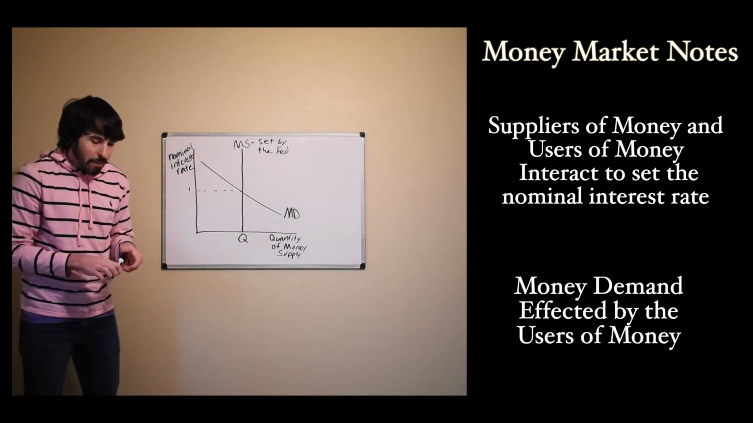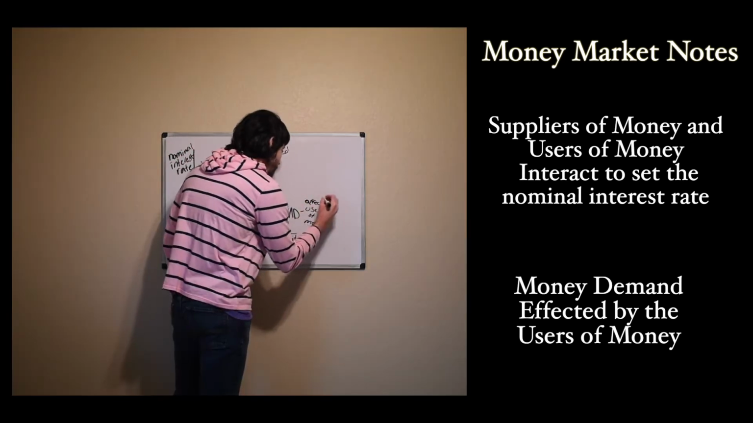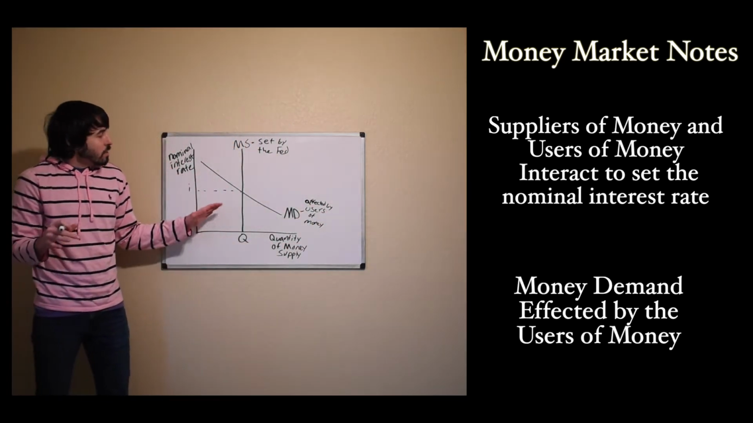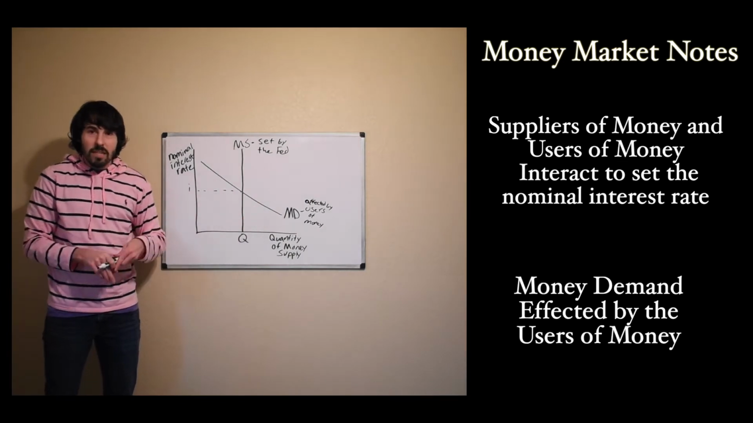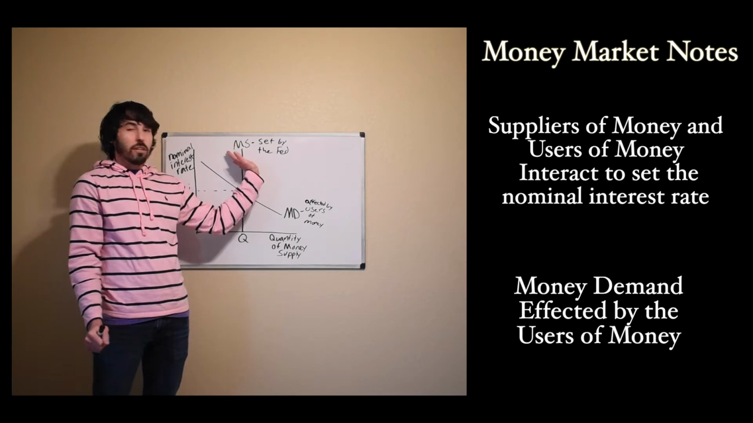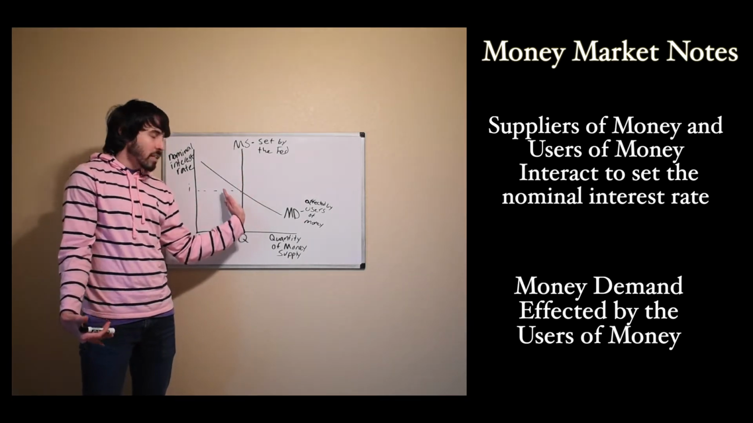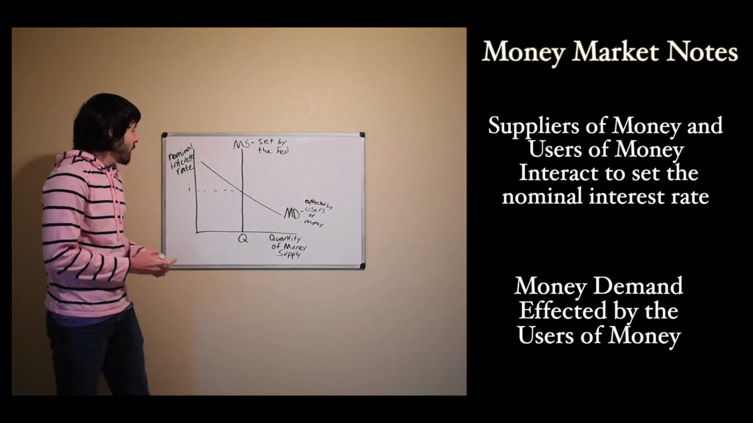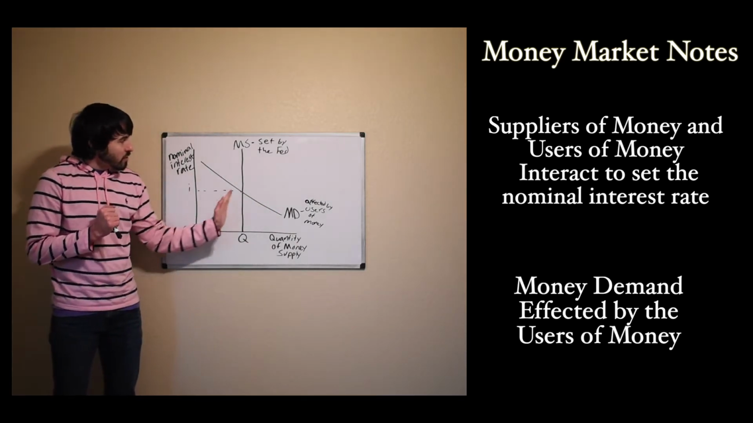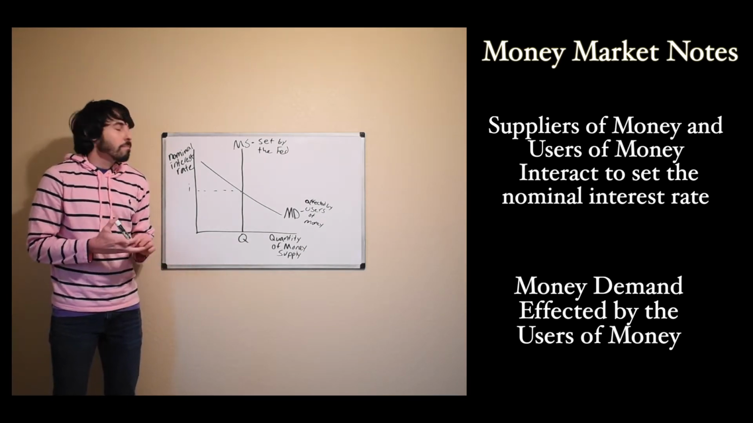Okay, money demand is affected by the users of money. The users of money are the ones that affect the money demand curve. If we need to spend more money because prices are going up, well, the money demand curve increases. If we need to spend less money because prices are going down, money demand curve could decrease. Okay, so this is our nominal interest rate, and we're just graphing the change to the nominal interest rate.